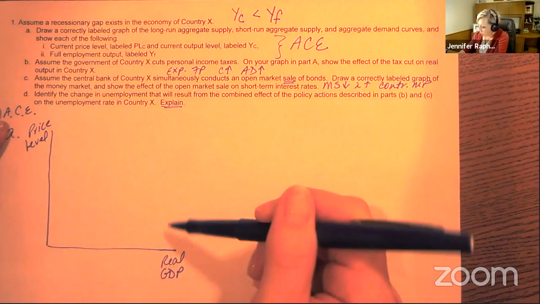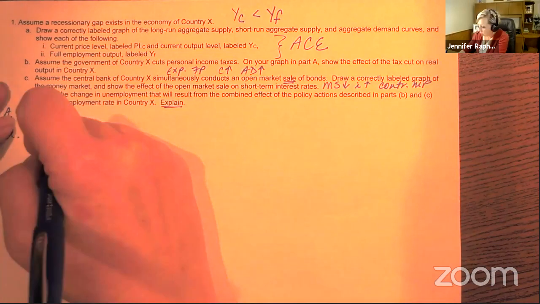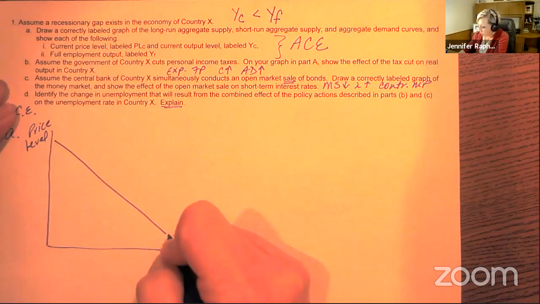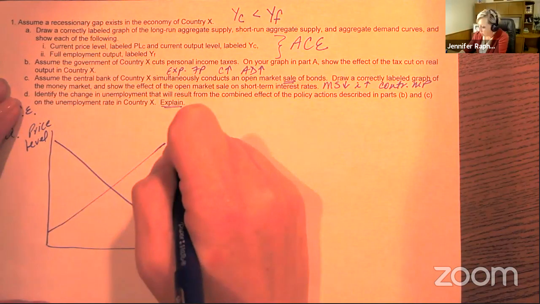So we have a downward sloping aggregate demand curve. We have our upward sloping short run aggregate supply curve. And I think it's a good idea to find your current output and your current price level first.